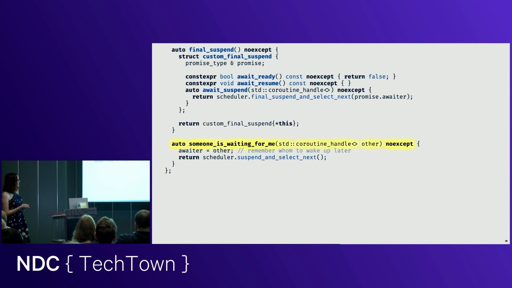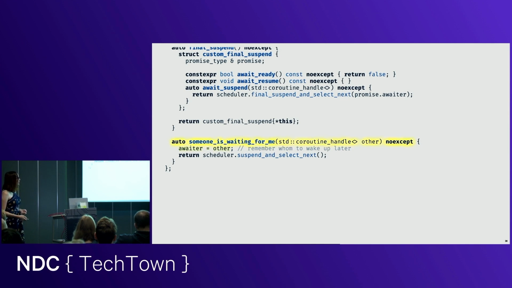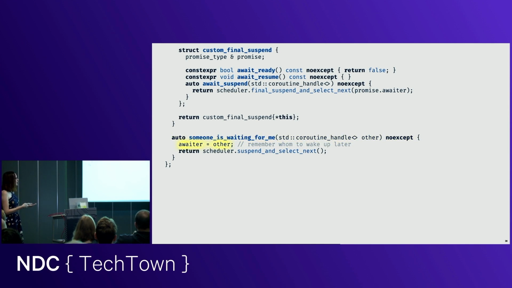And there is a function "someone is waiting for me" with some other coroutine. I will just store it and ask the scheduler to suspend and select the next coroutine, because I cannot continue: what I'm waiting on is not ready yet, so I need to wait for something to happen. So I'm giving the scheduler the opportunity to do something else.